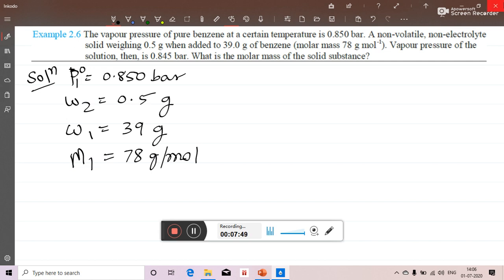The vapor pressure of the solution then is 0.845 bar. So that is P1, the vapor pressure of the solution, 0.845 bar. What is the molar mass of the solid substance? So we have to find out M2.